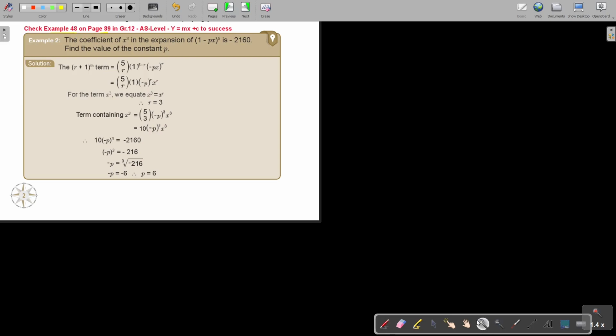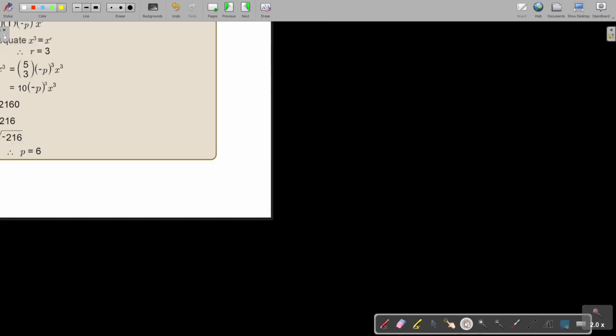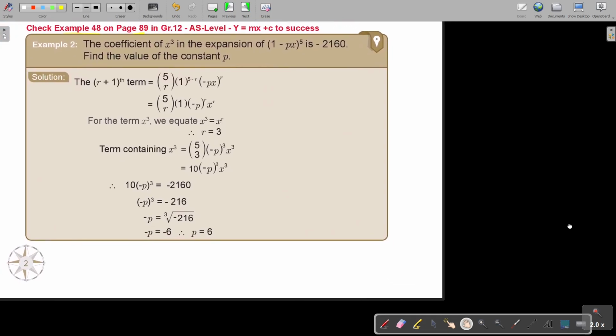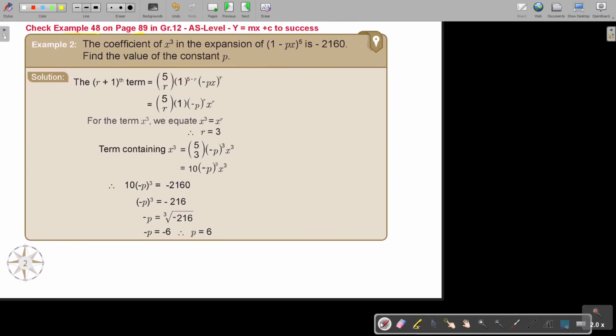I'm going to make it a bit bigger so that you see even better. The coefficient of x to the power 3 in the expansion of this is this. So they give you the coefficient. Find the value of the constant p. Now, I think actually in the previous examples we were looking a little bit at this kind of example already, but this is now straightforward.